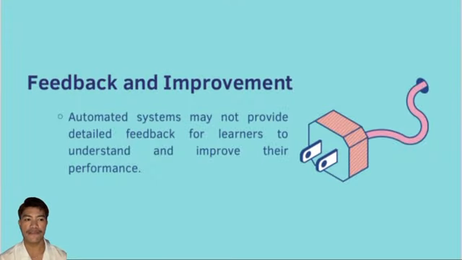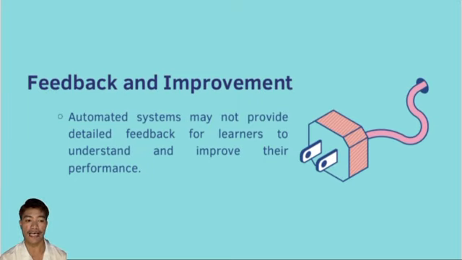The fifth one is feedback and improvement. Automated systems may not provide detailed feedback for learners to understand and improve their performance. Lack of personalized feedback compared to human graders who can offer specific suggestions for improvement.